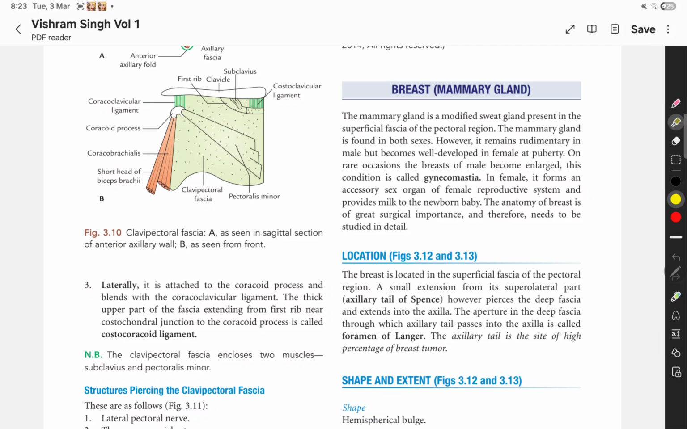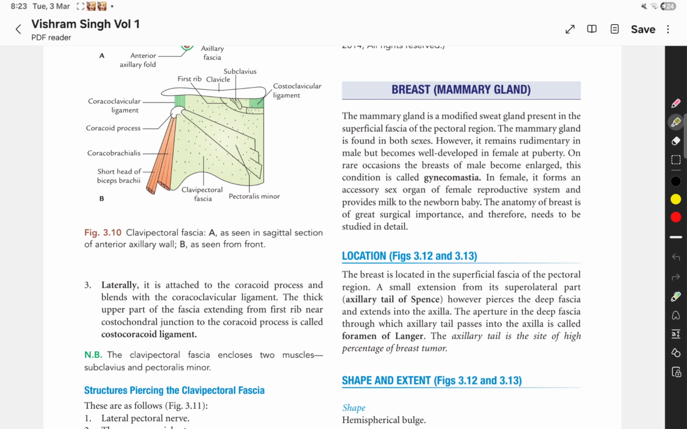So today we will be studying about breast. This is from Vishram Singh, Volume 1. The mammary gland is a modified sweat gland present in the superficial fascia of the pectoral region. The mammary gland is found in both sexes.